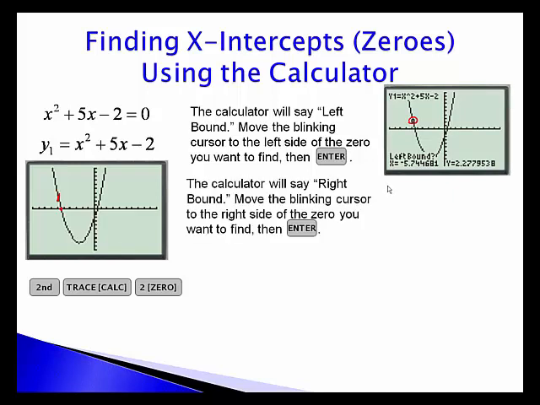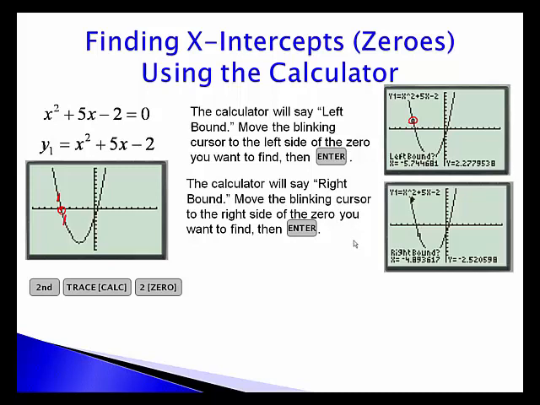When you do that, the calculator will say right bound. What it's asking you to do now is position it on the right-hand side of that same zero. Remember, we're going to do the process twice, and so right now we're finding this zero. So you should position the blinking cursor on the right side of the zero you want to find, and then hit enter. So you should have been somewhere right along in here.